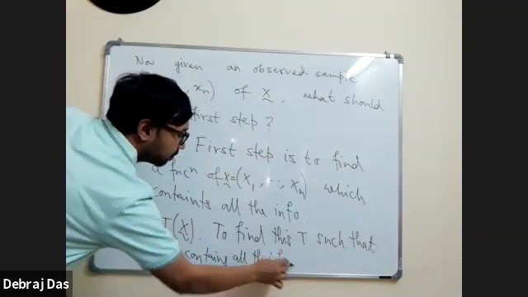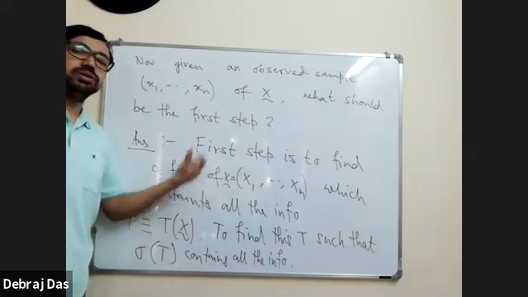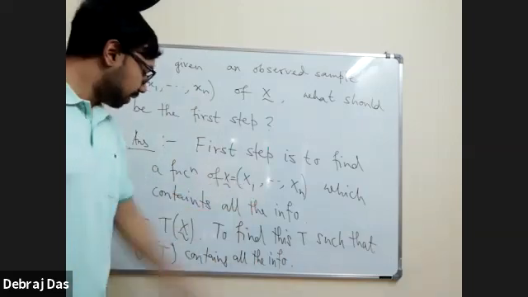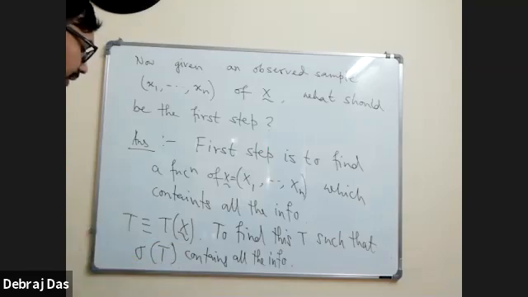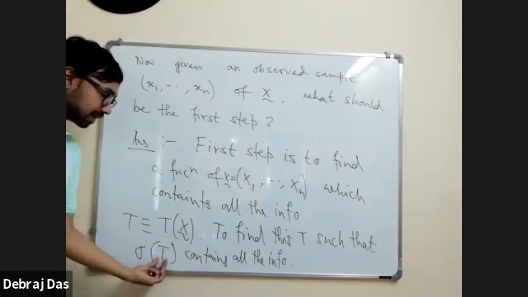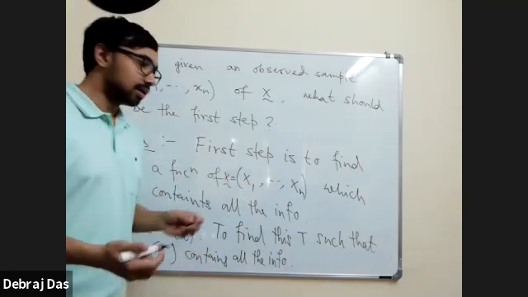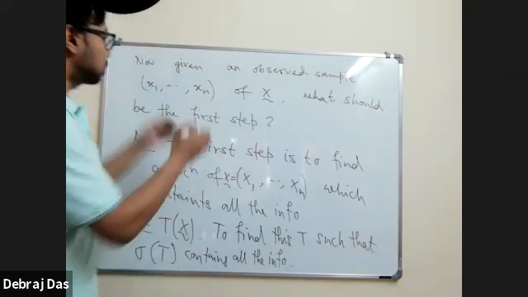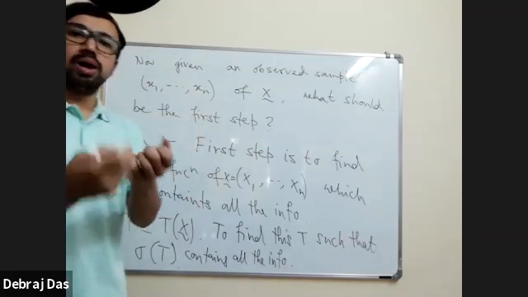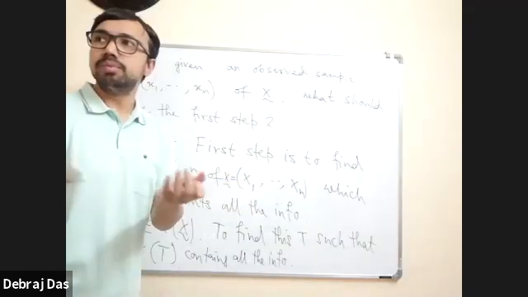So if you can find a single function or maybe two or three functions of the sample, and if you can claim that the sigma algebra generated by that function contains all the information, you are somehow making the problem simpler, right? You are not looking into n things, you are looking into one, two, three or some number of functions of the sample.